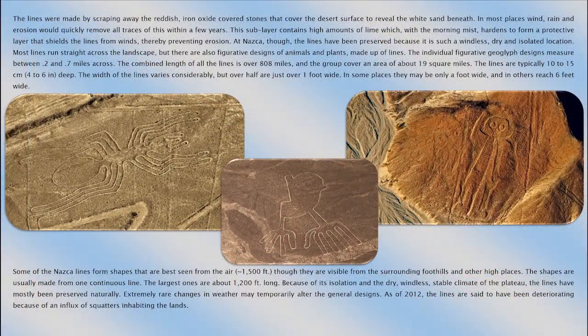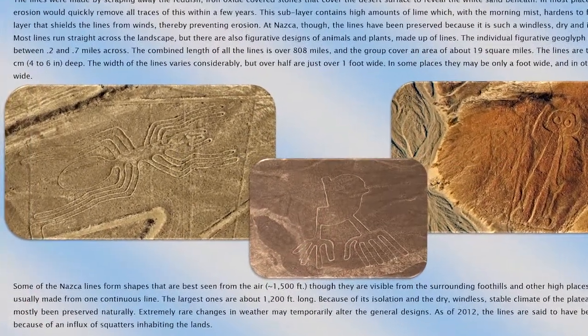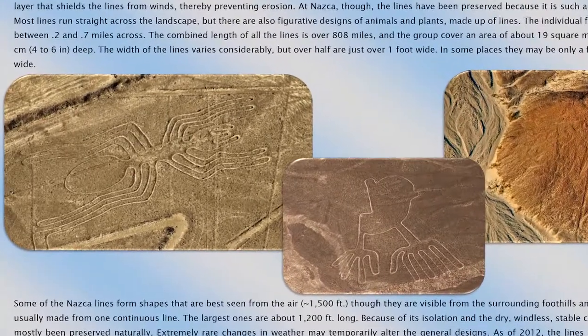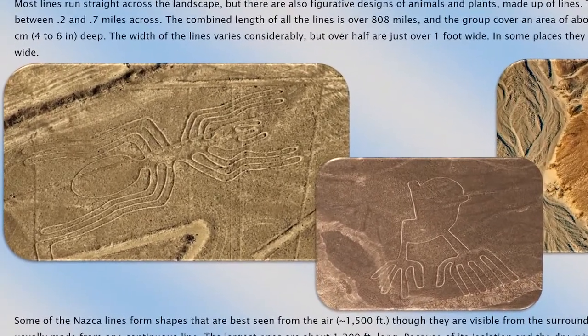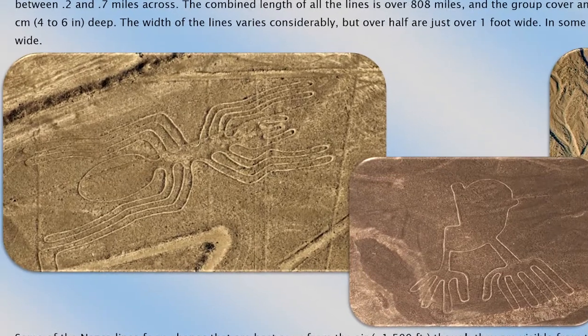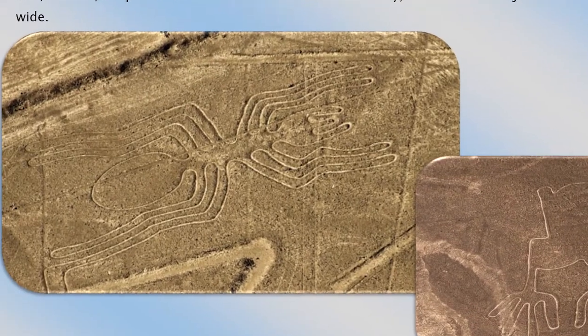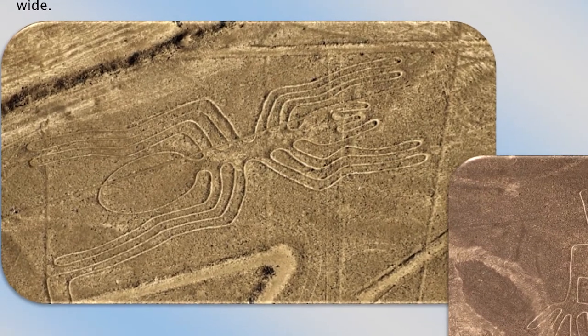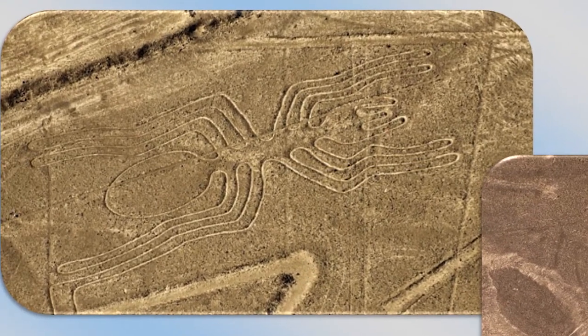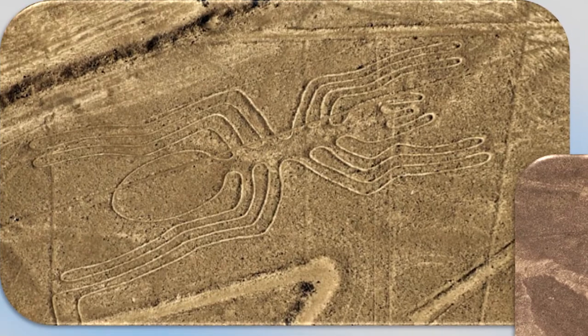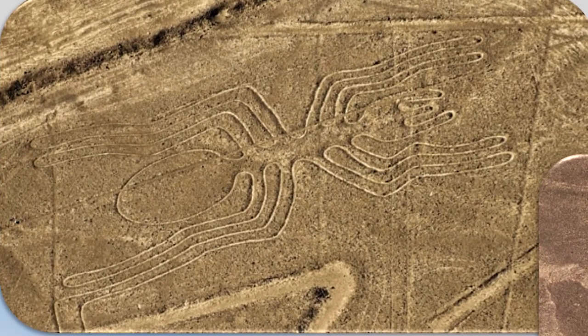The lines were made by scraping away the reddish iron oxide covered stones that cover the desert surface to reveal the white sand beneath. In most places, wind, rain, and erosion would quickly remove all traces of this within a few years. This sublayer contains high amounts of lime, which with the morning mist hardens to form a protective layer that shields the lines from winds, thereby preventing erosion. At Nazca, though, the lines have been preserved because it is such a windless, dry, and isolated location.